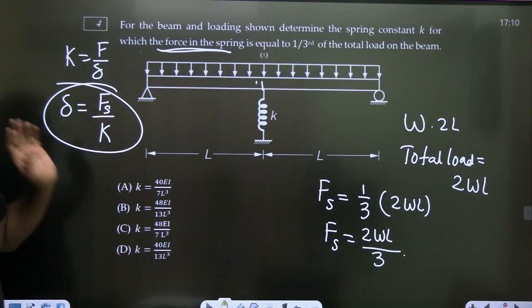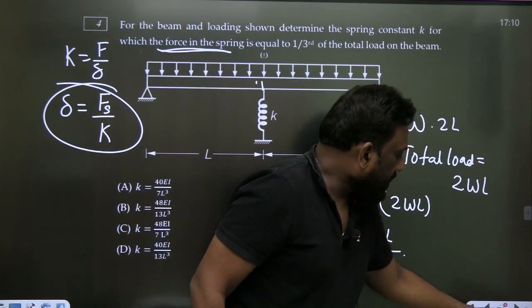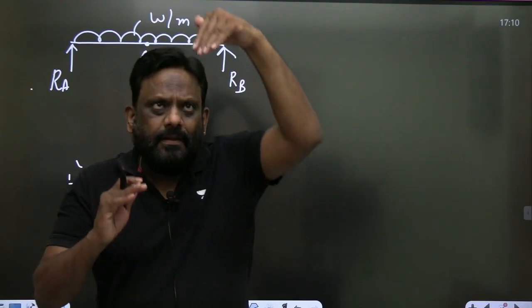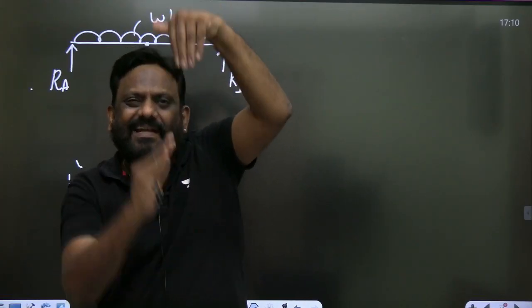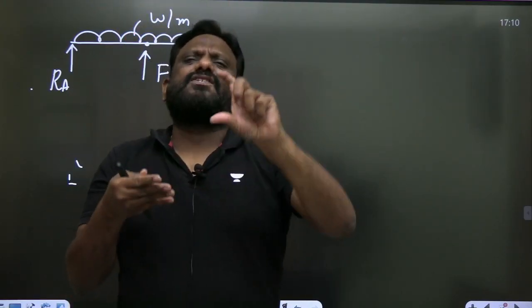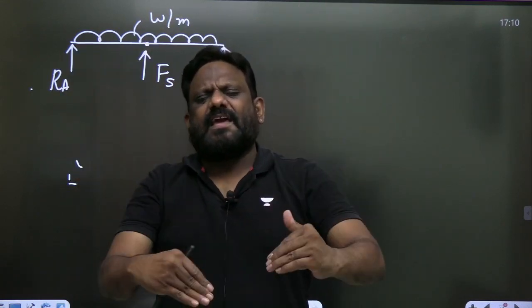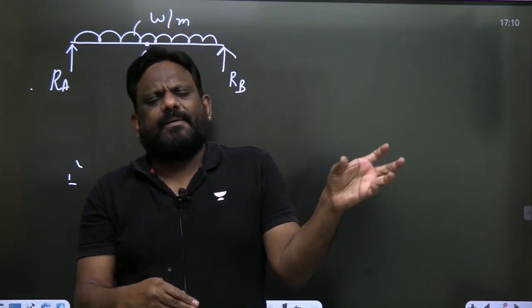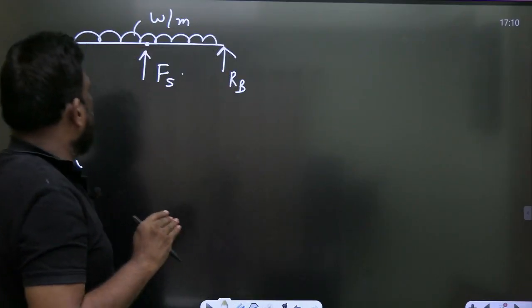is Fs by K. So what will we calculate first? Let me repeat, don't get confused. UDL downwards, spring force upwards. So with upward and downward, under the influence of both the net will come downward. That net downward is nothing but the deflection of the spring. So deflection of spring is given by Fs by K. So we will calculate the net deflection of the beam, which is also equal to the net deflection of spring, which is Fs by K.